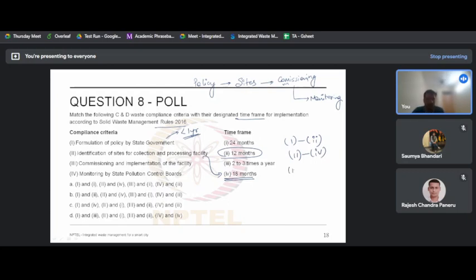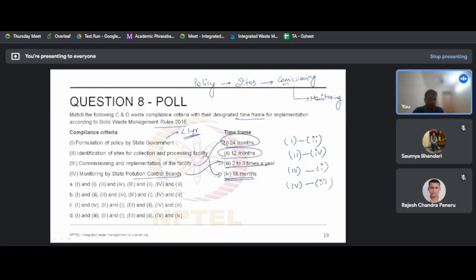Then we have the third one, commissioning and implementation. For this around 2 years of time is given, that is 24 months. So 3 will go with 1. And finally for 4, monitoring by the State Pollution Control Board. Monitoring should happen at least every quarter, every 3 or 4 months, that is 2 to 3 times a year. So 4 will go with 3.